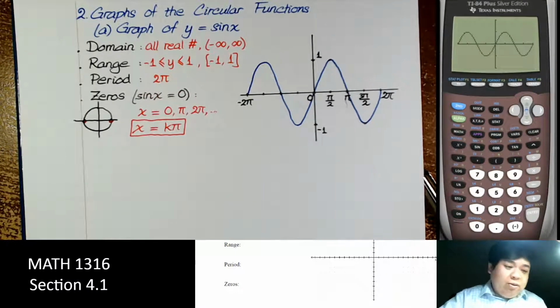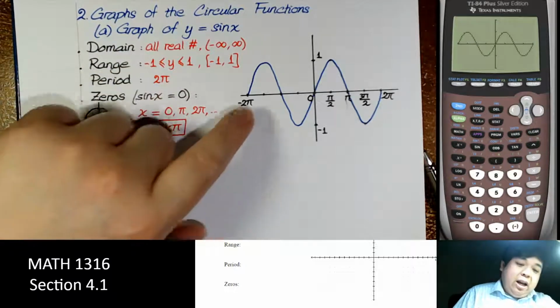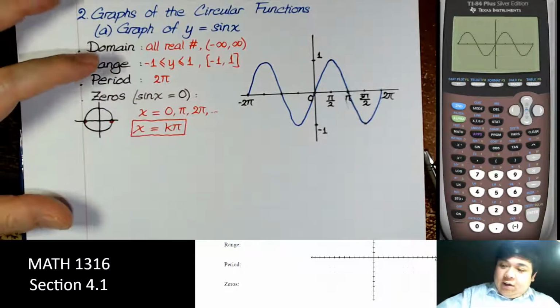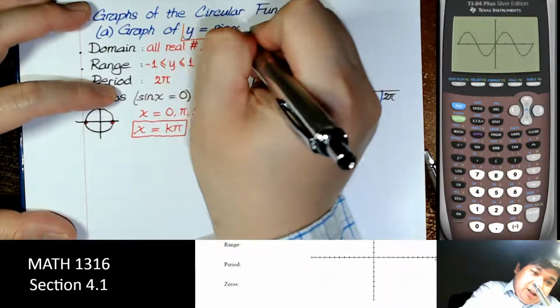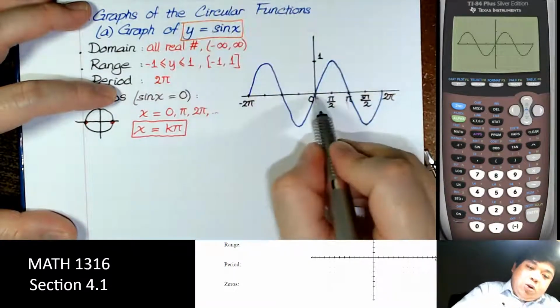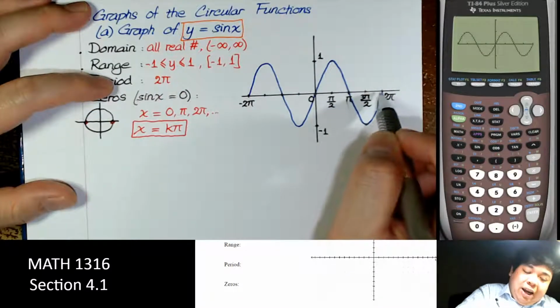In order to graph, of course we have to know the period, we should know the range, and then the pattern of the sine, very important for y equal to sine x. The pattern is going from the middle, max, middle, min, and back to middle.